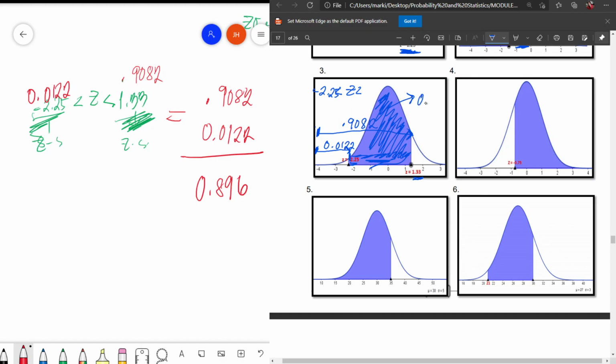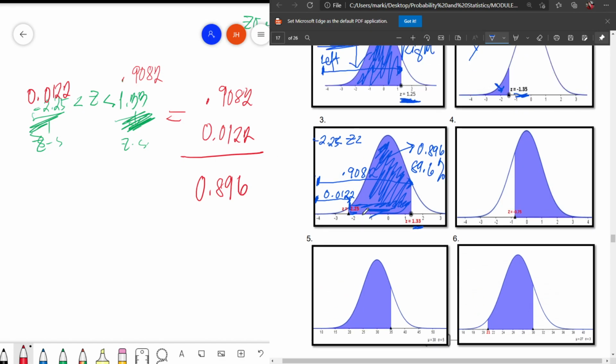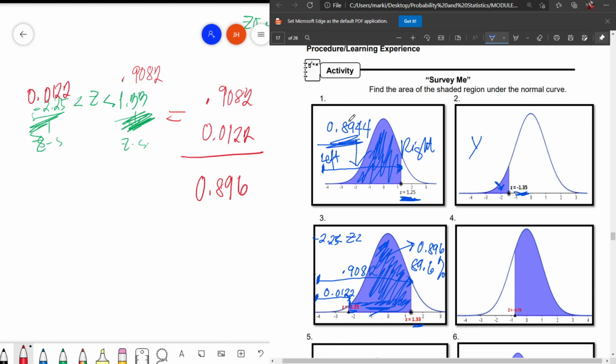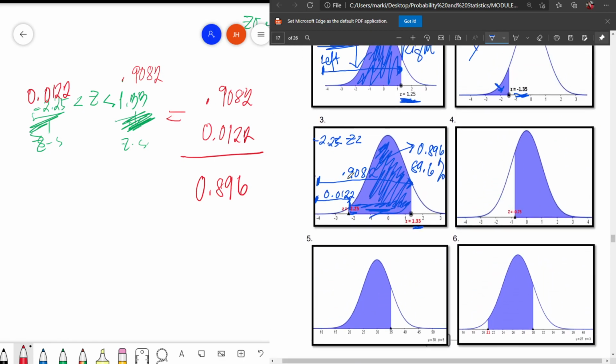So, ito yung 0.896 or 89.6%. Yes, pwede po natin yung ma-convert into percentile. Kaya sa objective yung may percentile, because maka-convert din ito into percentage. That is 89.6 percent. Okay. So again, I hope na-review na yung less than, di ba?